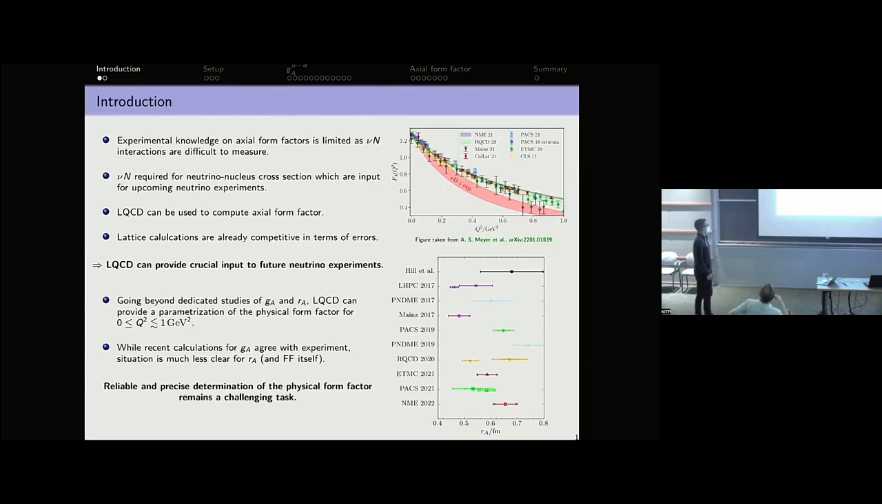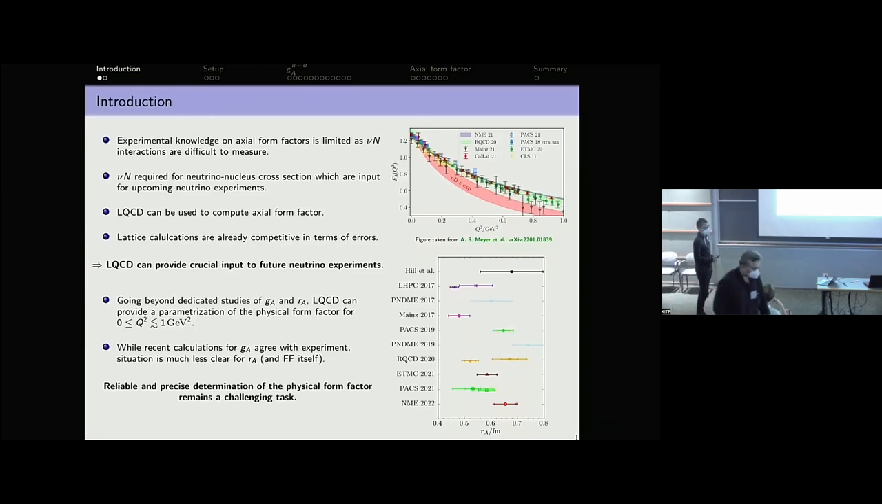Now, Lattice QCD can be used to compute the axial form factor. If you're just looking at this plot, in terms of the errors shown here, they're already quite competitive compared to what you could get from an experiment so far. So Lattice QCD might be able to provide crucial input to these future neutrino experiments. While in the past, people have mostly tried to compute the axial charge and perhaps the radius, which is just the slope of the form factor at small q squared, now one can also go for a parametrization of the full physical form factors, roughly between 0 and 1 GeV squared.